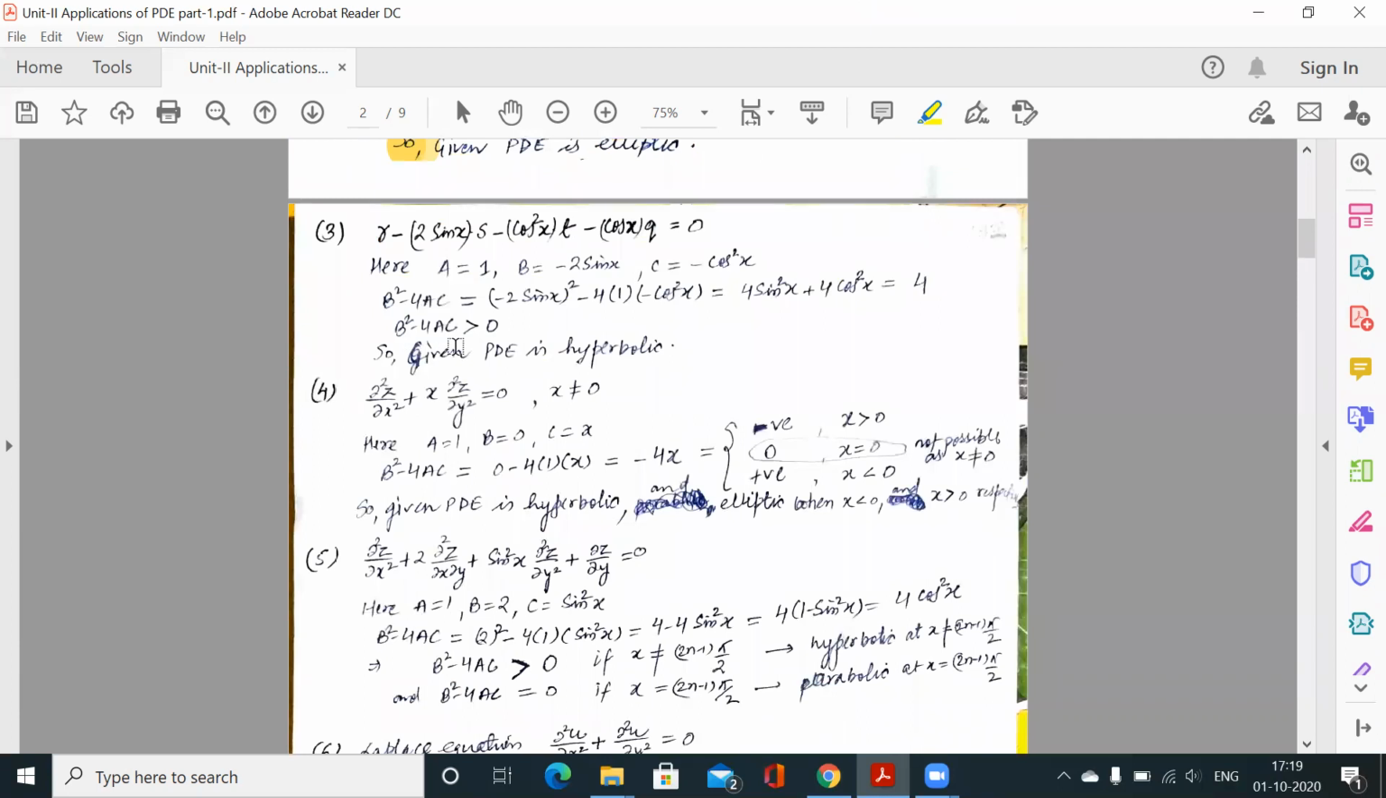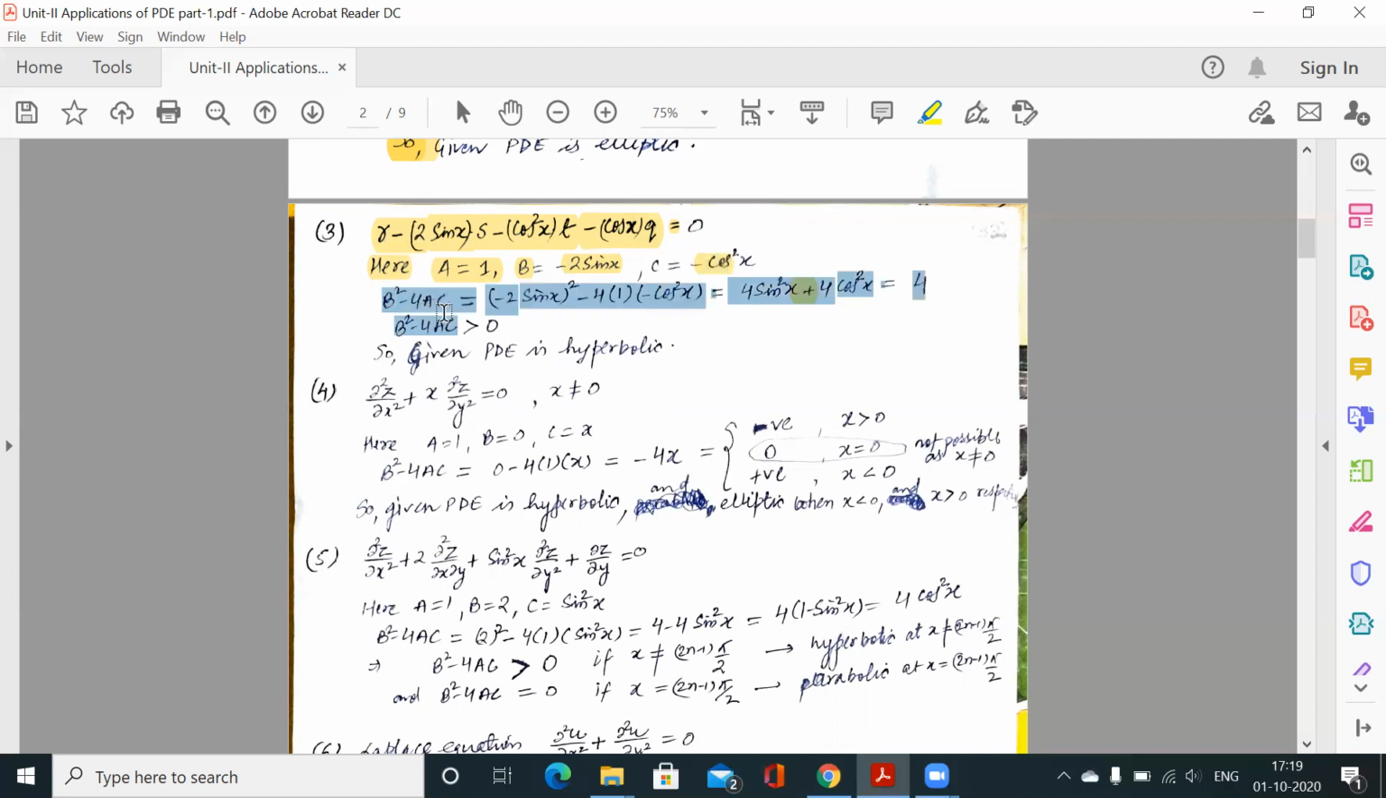Next question. r minus 2 sin x s minus cos square x t minus cos x cube. So we have to identify the second order derivatives. So r is the second order derivative, which is del 2z over del x square. So a is 1. The coefficient of r is 1. Next, s is del 2z over del x del y. So the coefficient is minus 2 sin x. So this is b. And t is del 2z over del y square. So the coefficient is minus cos square x. So c is minus cos square x.